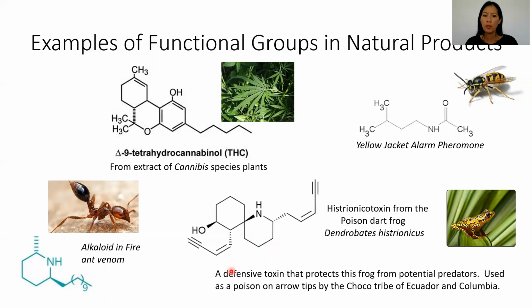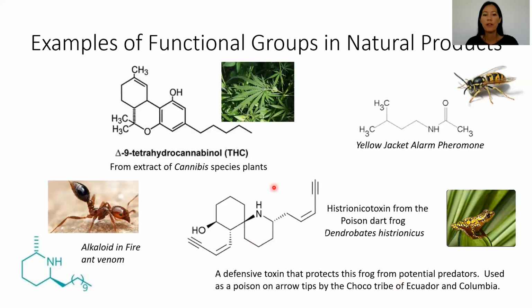This is a really interesting one. This is called a spirocycle because you have a carbon and there are 2 rings. And this is histrionicotoxin. This is from the surface of the frog. It's actually used as a poison in certain tribes in Ecuador and Colombia. They coat the tip of an arrow to create a poison.